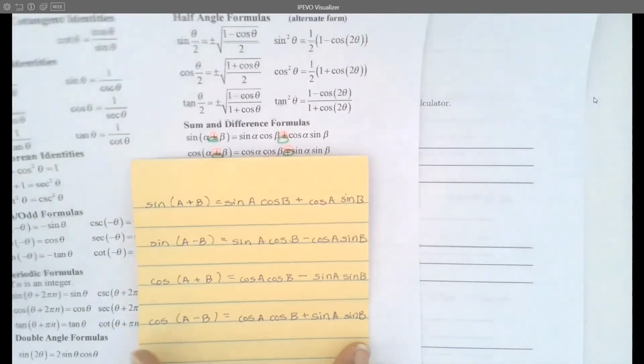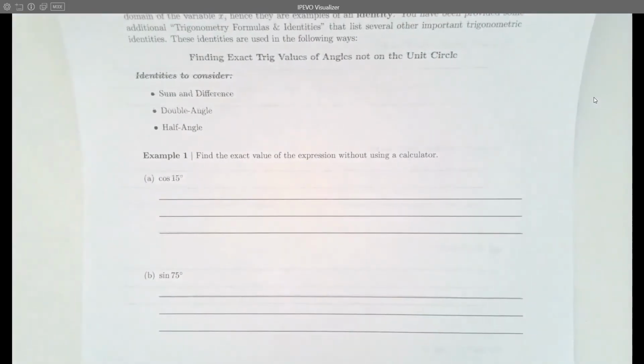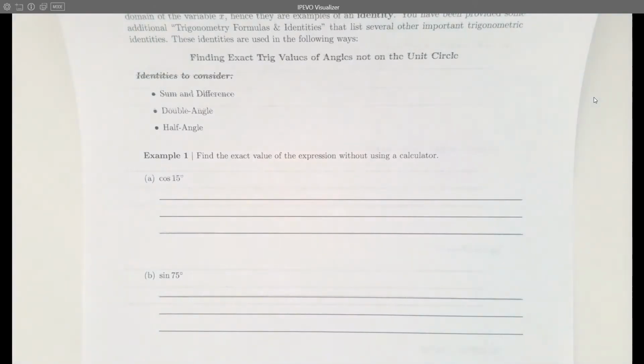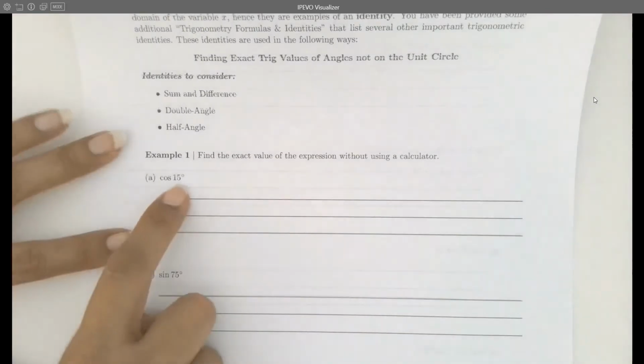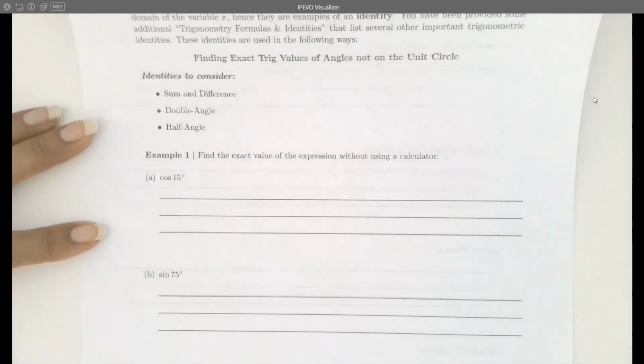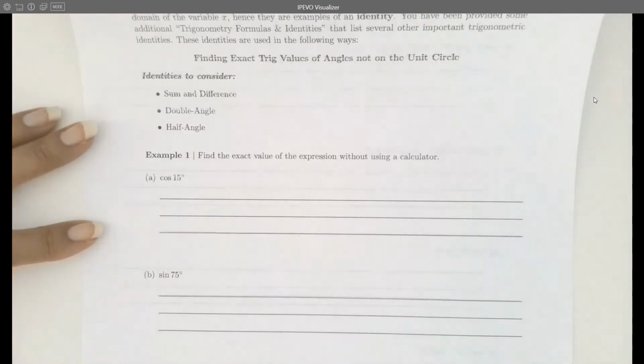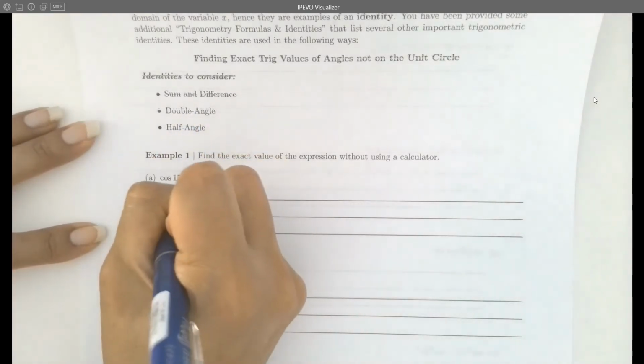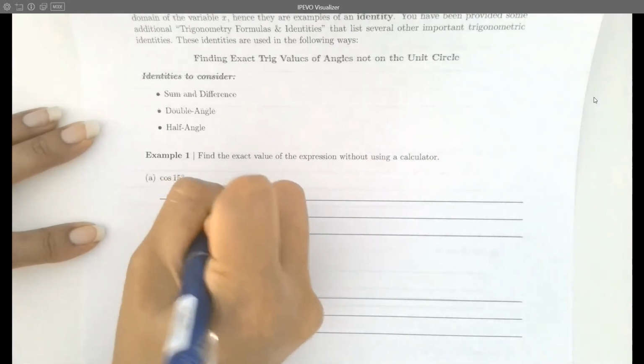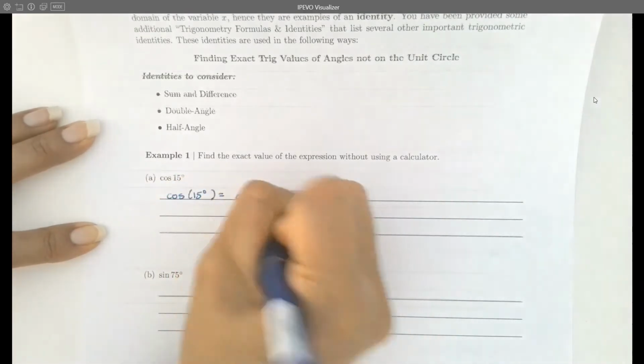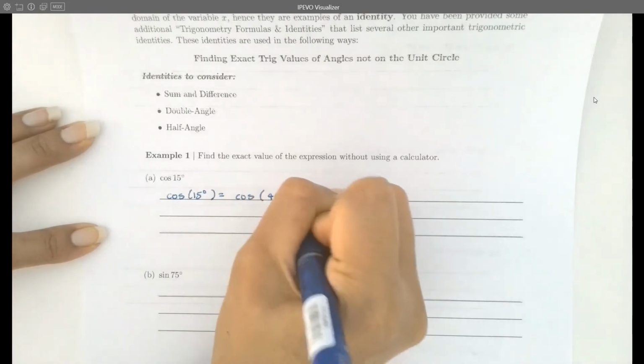Alright, so let's use the sum and difference formulas to help us solve part A, which is asking us to find cosine of 15 degrees. Now to solve this type of problem, we take the angle and try to write it as either a sum or a difference of two angles that are on the unit circle. If we think about 15 degrees, we could take 45 degrees minus 30, and that'll give us 15. So I'm going to rewrite this as cosine of 15 degrees is equal to cosine of 45 degrees minus 30 degrees.